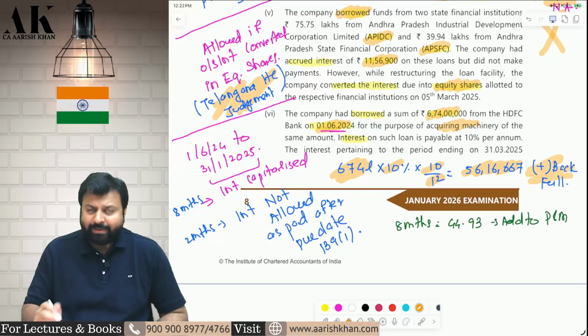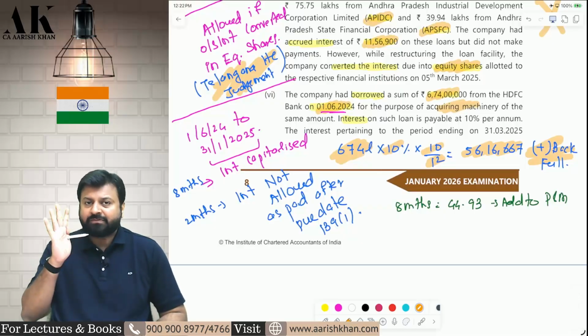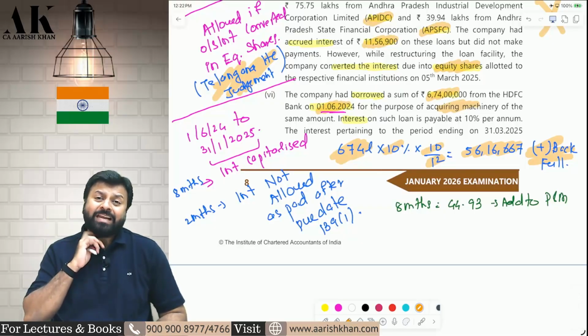Now, first of all, add back this full interest. Why? Because this interest is not allowed as a reduction. First of all, add back this full interest. Now, what will happen with this 10-month interest?